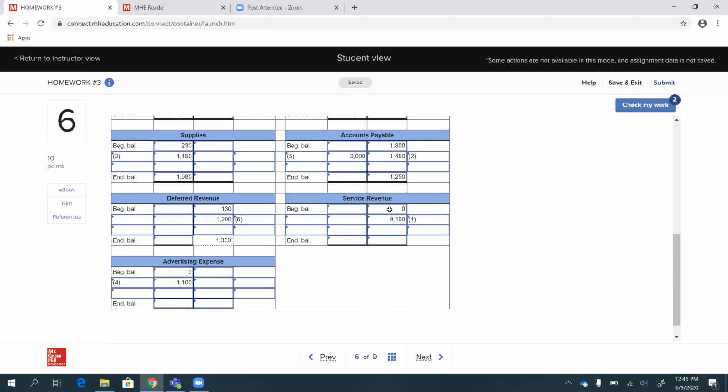Service revenue. Service revenue, we had no beginning balance and we posted one credit, so our ending balance is $9,100 on the credit side. Lastly, advertising expense. We had no beginning balance and we posted one debit. So we should have $1,100 as our ending balance on the debit side.